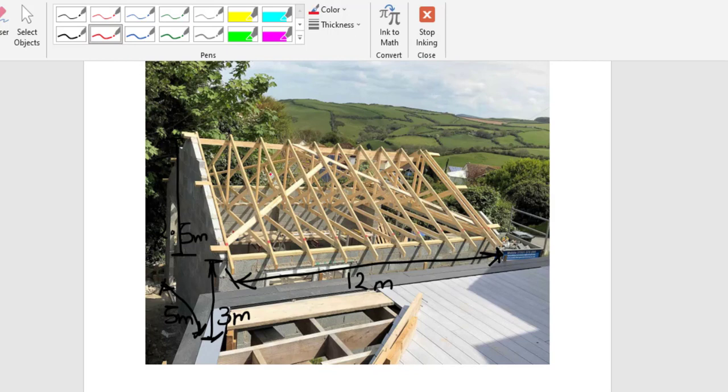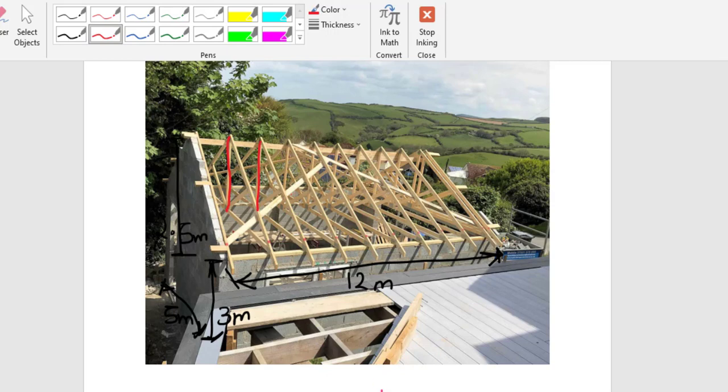Okay, so the king post is basically this vertical element here. Okay, this vertical element here, that's the king post. Okay, so you can see many of them. You can see one here. So for each truss there is one king post. I believe you know what truss means.